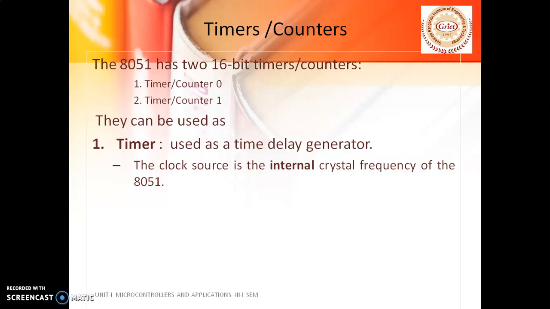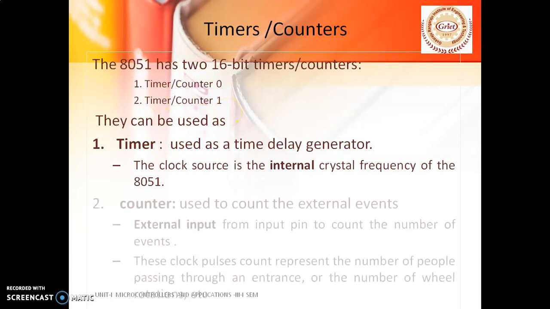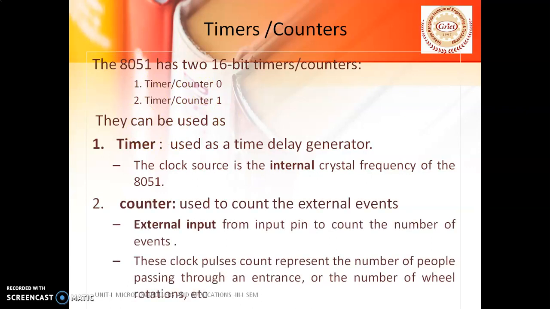So if you are using that particular peripheral as a timer, it is going to generate the time delay. In order to generate this time delay, the timer register has to get the input from the crystal oscillator. So we can generate time delays with the help of the timers. Coming to the counters, we can even use this particular peripheral as a counter. Whenever we are using it as a counter, it is going to count the number of events which are happening outside the controller.